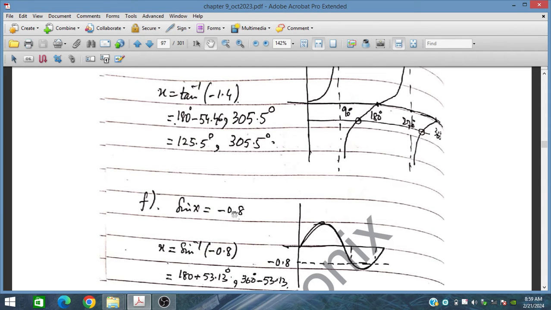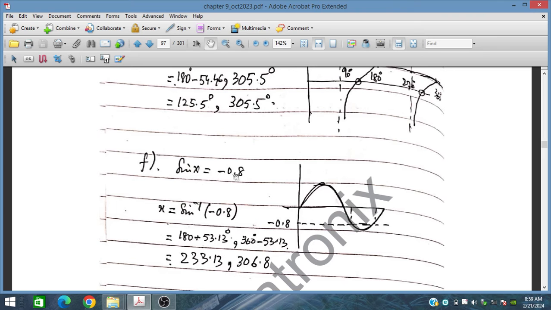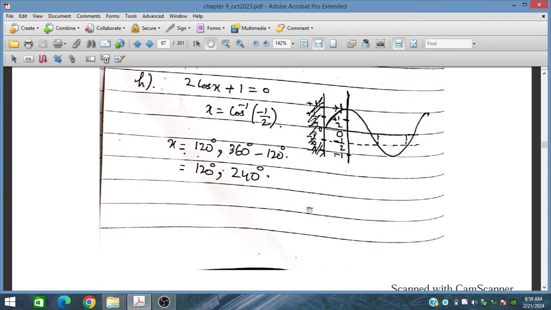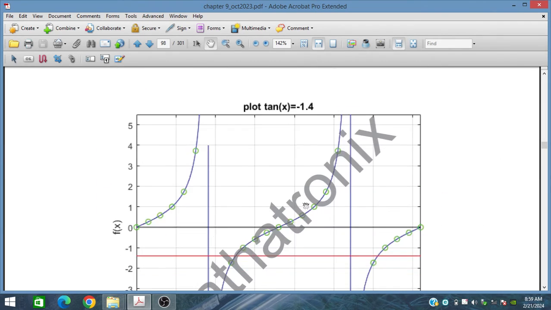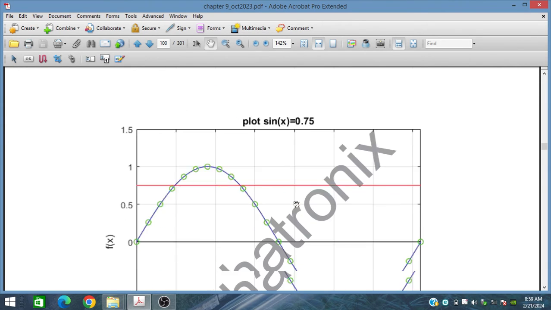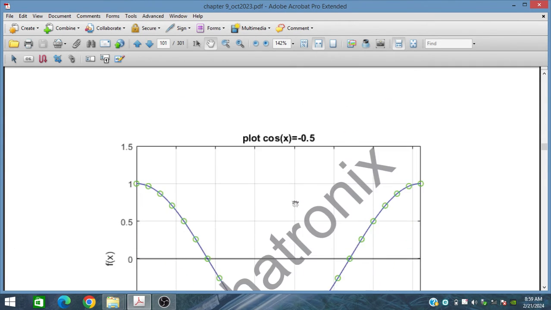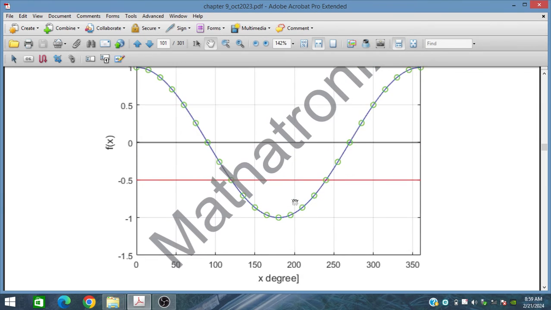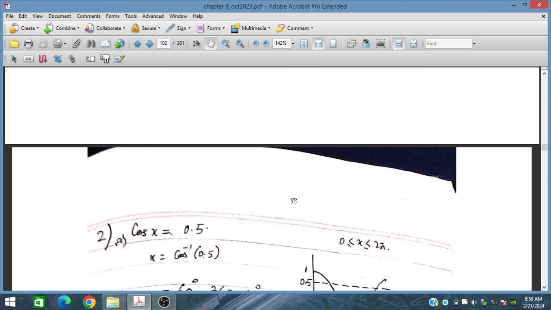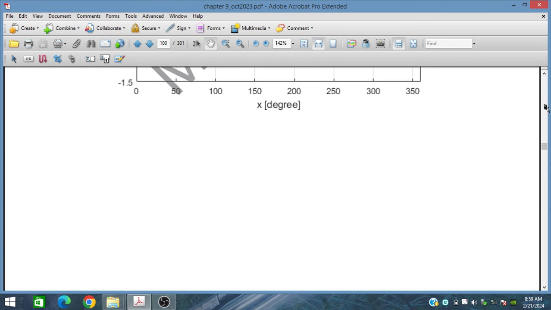Sin x is equal to minus 0.8. At this value we can obtain the third and fourth quadrant solutions. Similarly, the other questions. These are the plots, so we can verify with these plots. Although it is not required to draw these in the examination, it is important.